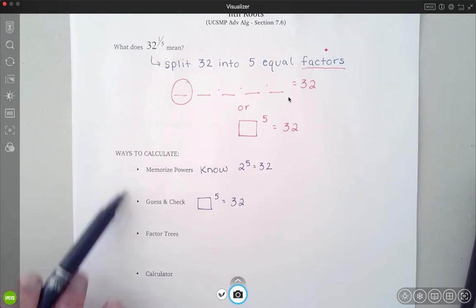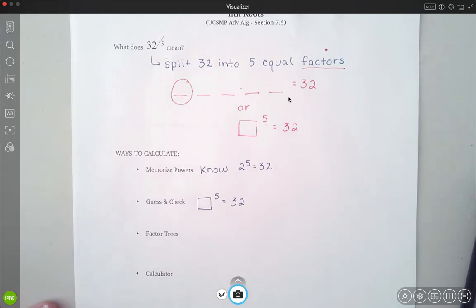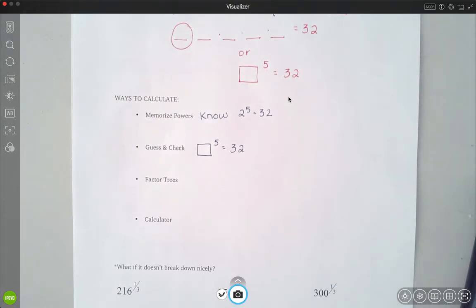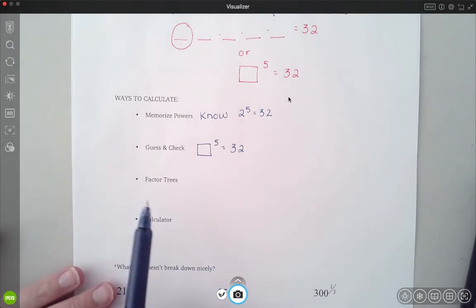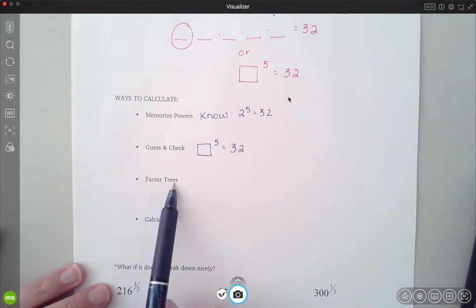Both of these are kind of fuzzy math, right? These are kind of reliant on some good background knowledge, knowing your multiplication tables, all of that kind of thing. Factor trees, like I said, are your fallback method. These are the most mathematical, the most reliable way to do it. It just takes a little bit of time.